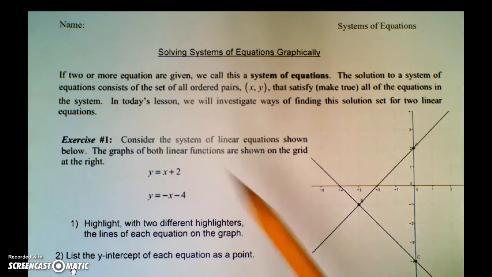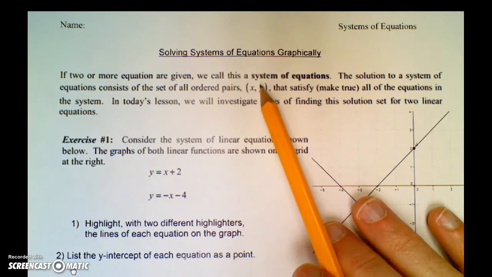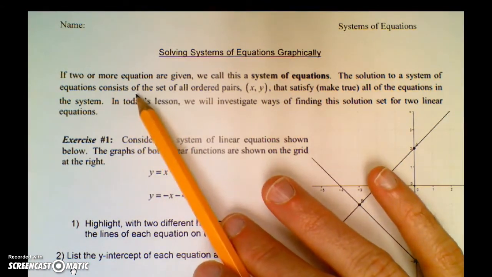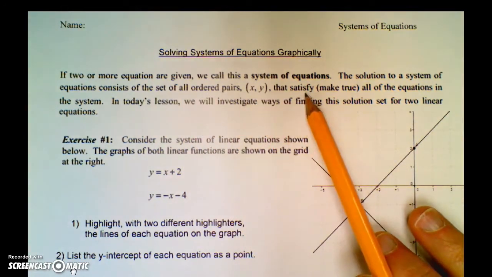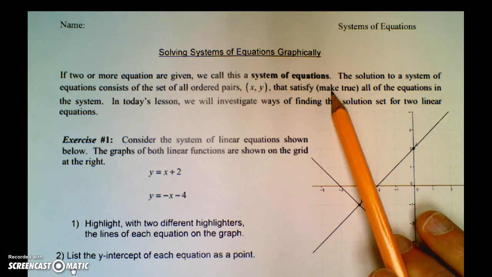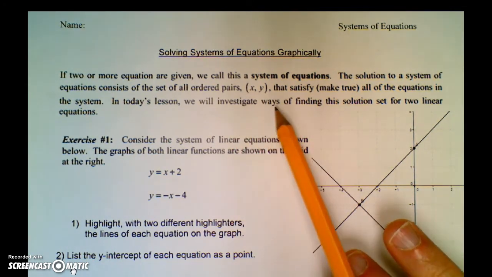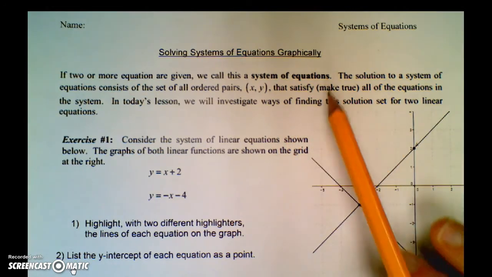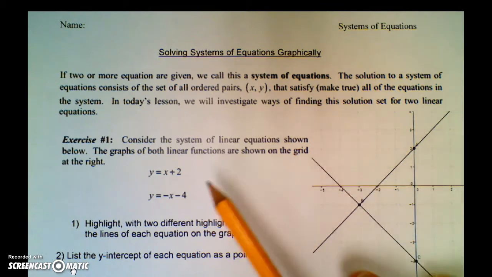So, if you are given two or more equations, this is called a system of equations. The solution to a system of equations consists of all the sets of ordered pairs x, y that satisfy or make true all of the equations in the system. So in today's lesson we're going to investigate ways of finding the solution for two linear equations. The first method of solving systems of equations is using graphs. So we're going to look at this example here.